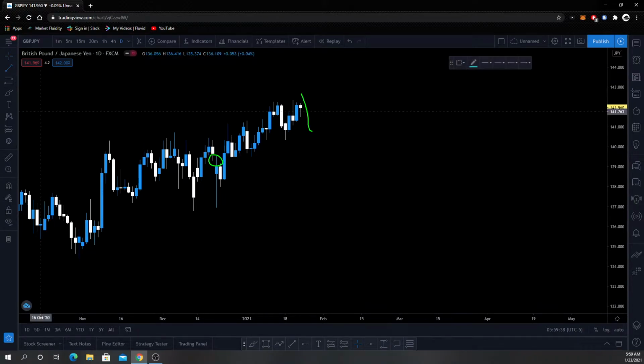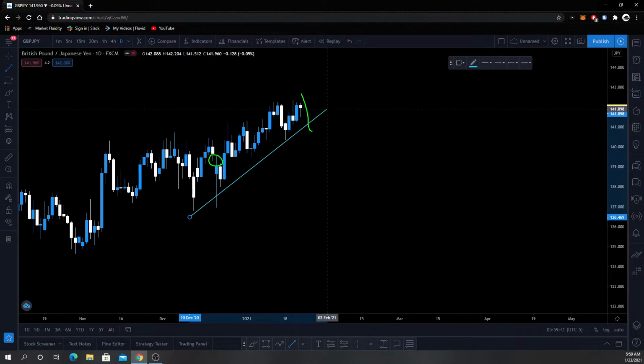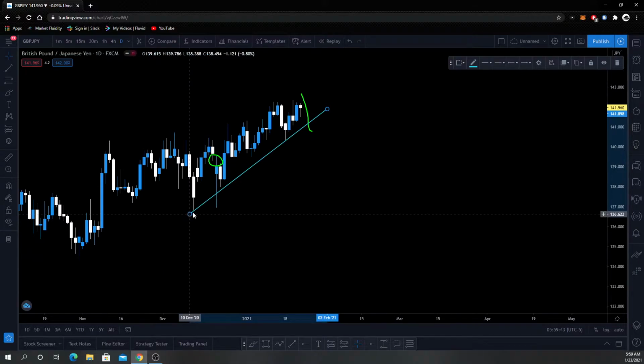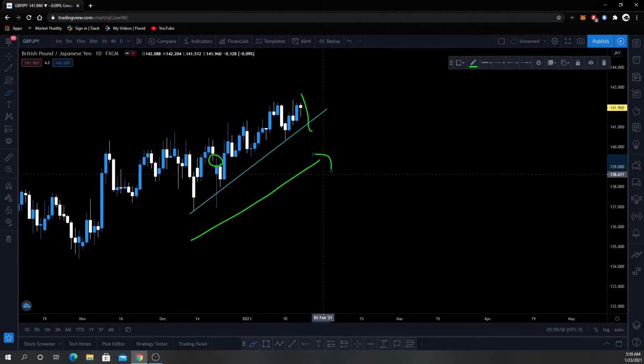So take the trend line tool, we draw a trend line. Now we know that price is going from one place to the next. We know it's going from a lower place to a higher place.